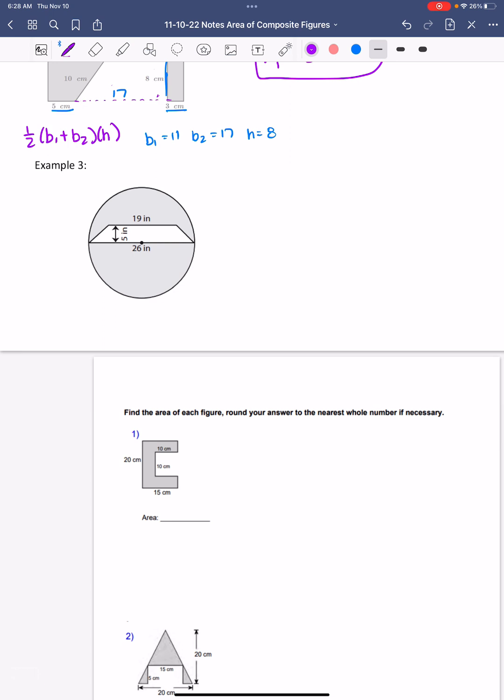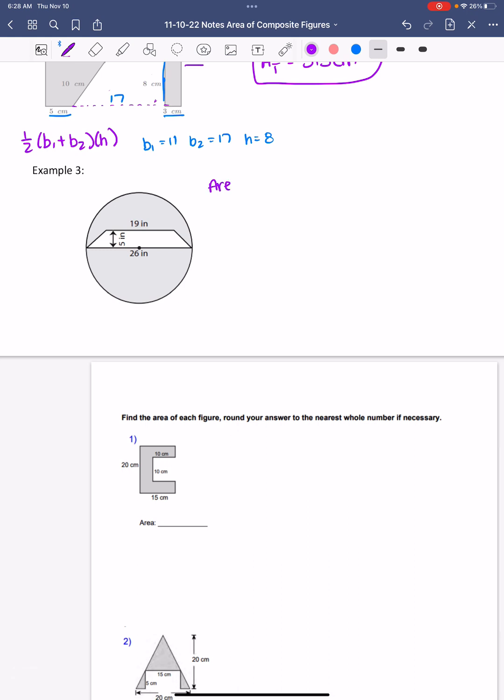Example 3. So we see a circle, so that's going to be our bigger one. So we're going to take the area of the circle, and we're going to minus it times this figure. Now this one is a little bit tricky because it's easy to think it's a rectangle. However, because we see this symbol right here, it is not a rectangle. That is telling us there is a height. That's the biggest thing. So this isn't just your regular rectangle. If it has a height, that's going to be a trapezoid.